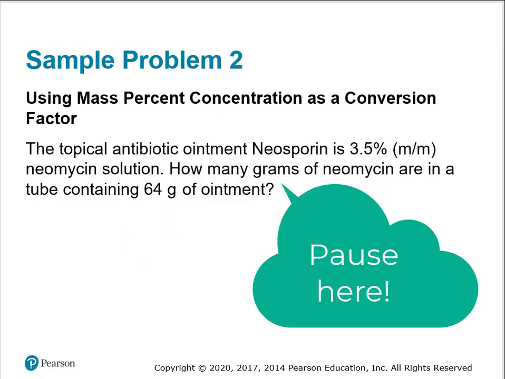Why don't you try this next sample problem? The topical antibiotic ointment Neosporin is 3.5% mass, neomycin solution. How many grams of neomycin are in a tube containing 64 grams of ointment? Pause here.